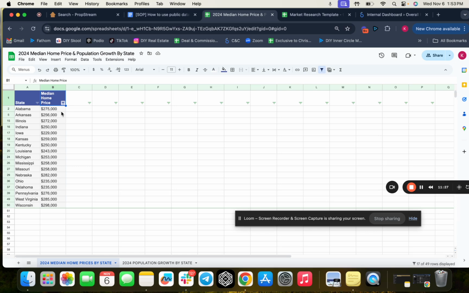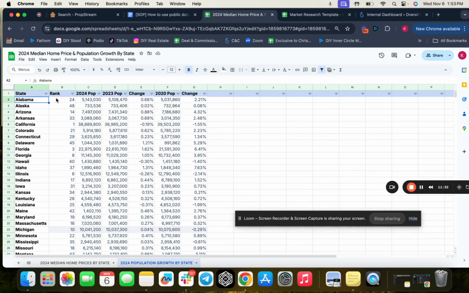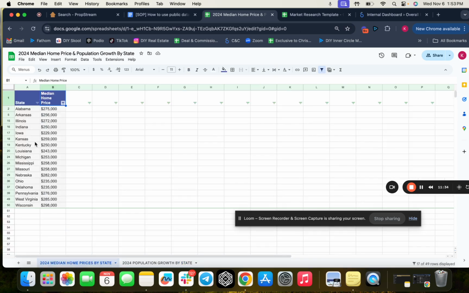Of course, remind yourself this is state level, but this is a really good starting point. This is exactly what I did. I ended up coming down to Indiana off of other data points, but there's other markets out there, team, that are ripe for the picking. There's opportunity zones out there.